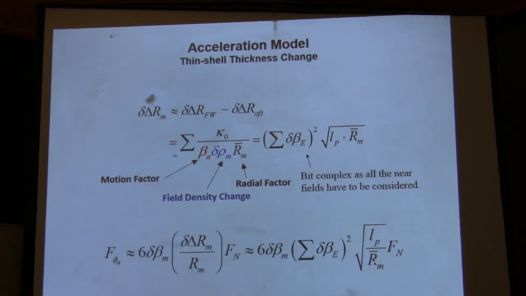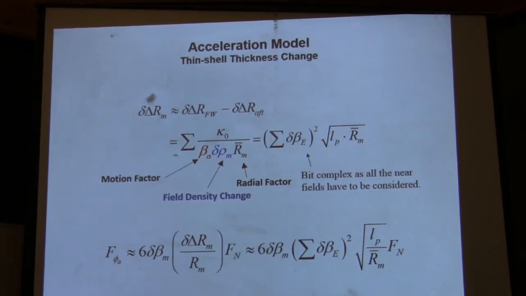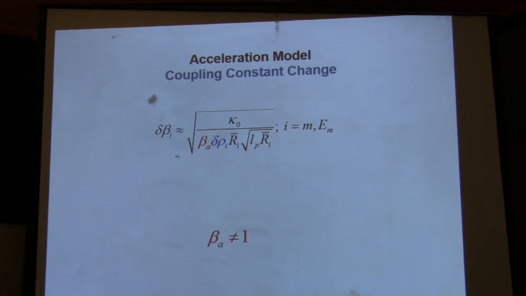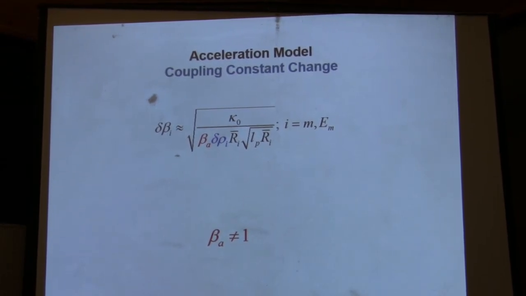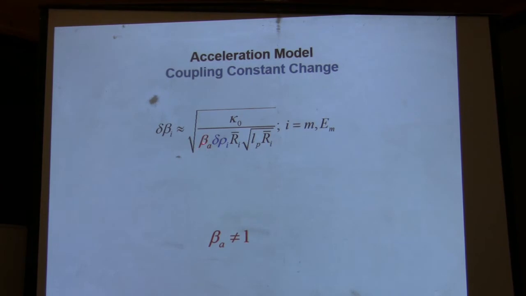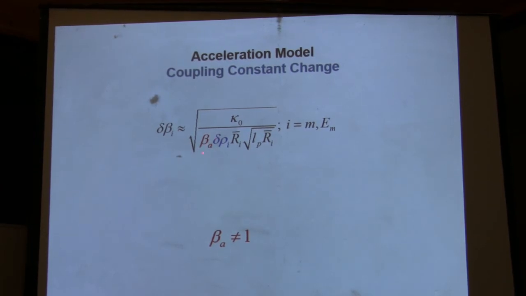This is no longer the radius of your matter field when it's stationary. This is the radius of the mass when it's accelerating. And I've got an equation that shows that. And this is just another way of looking at the coupling factor, the change in coupling factor. Where I've added this, you have to add this motion factor into the equations to get the answer that I did with my model right.